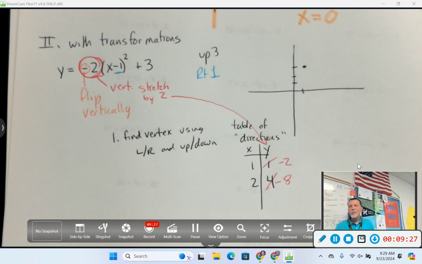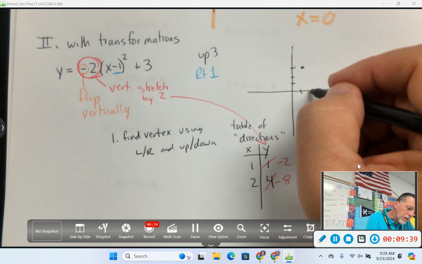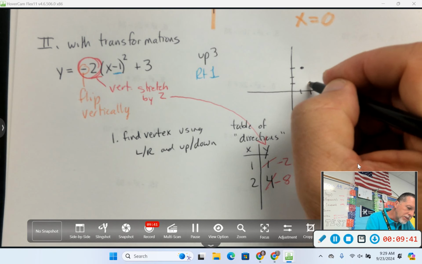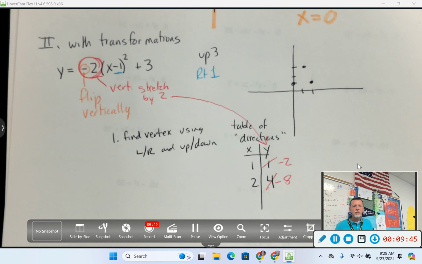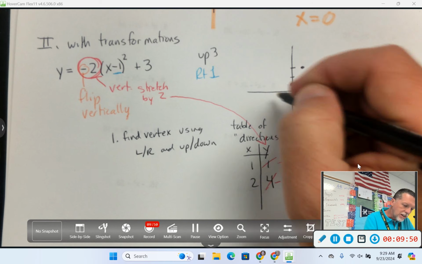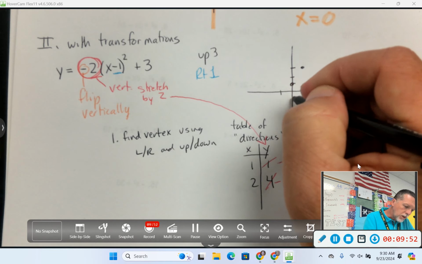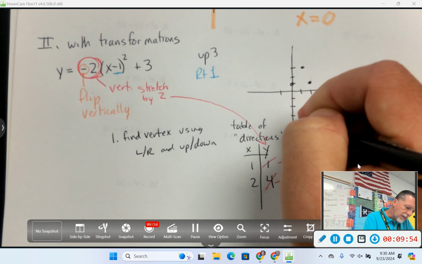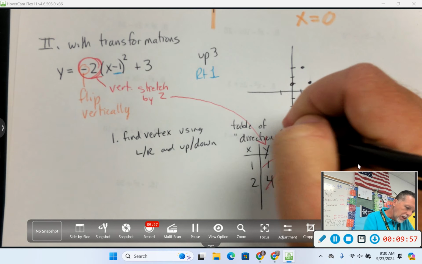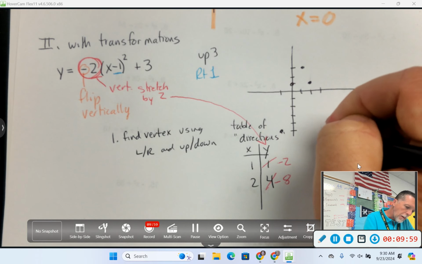Again, it's not a table of values because those are not coordinates. They're more like directions from our starting point. Normally we do the 1, 1, 2, 4, but now we're going to flip it over and stretch it out. So I'm going to go over 1, down 2 on either side. Over 1, down 2. And then over 2, down 8. 1, 2, 3, 4, 5, 6, 7, 8.